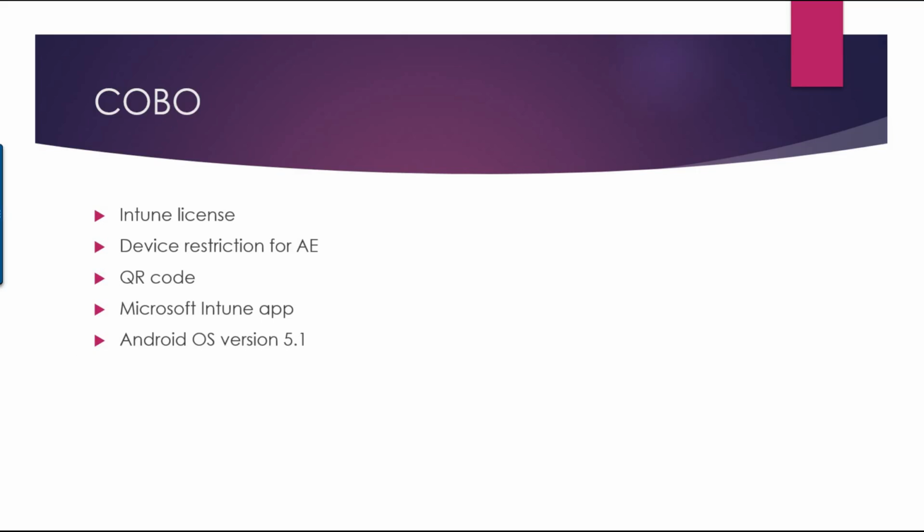And COBO again is just like COSU, but it is not stuck to running just one application. This is also fully managed. It is also done using the QR code. In this case, instead of the company portal application, there is a Microsoft Intune app that runs the device. This feature has been recently released. Other than that, everything remains the same: the need for an Intune license, the device restrictions set accordingly, and the operating system version.